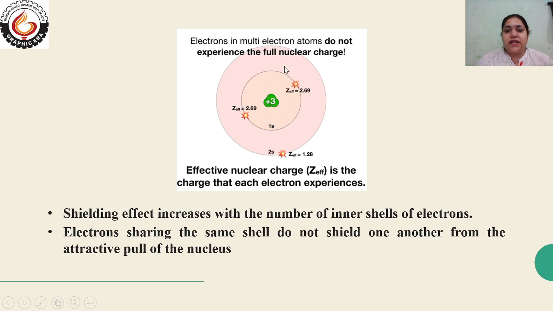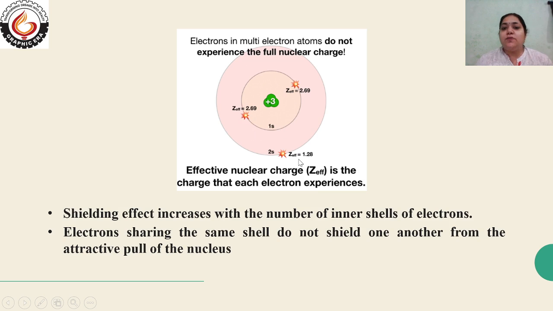So in first shell 2 electrons are present and these 2 electrons feel a Z effective 2.69. Both are present in similar shells, so obviously the Z effective value for both the inner electrons are same. The electron which is present in second shell, 2s orbital. So what happened here? It is present in 2s orbital. So the Z effective, you can see that Z effective for this 2s electron is lesser as compared to the Z effective for 1s electrons.